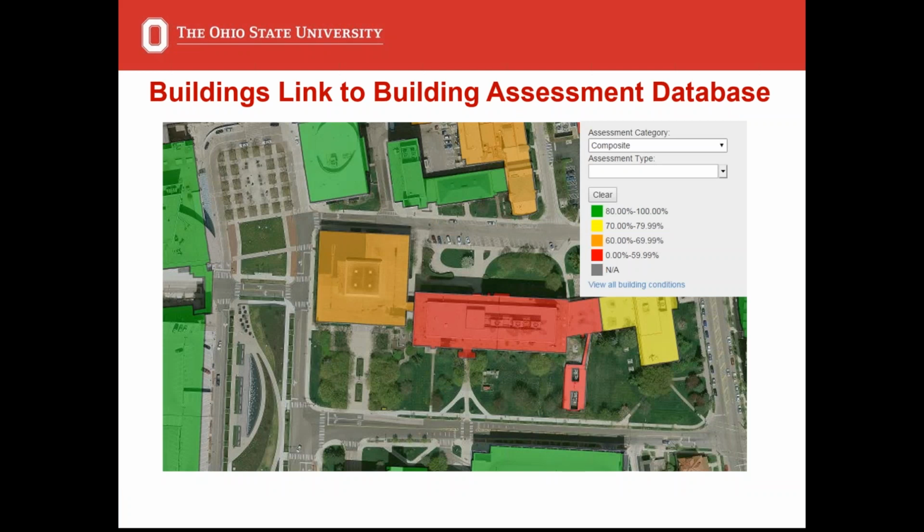And then again, on a building-wide basis, linking to that building assessment database. So you can check on it by composite or by HVAC or by MEP, life safety, and as you click, it'll change the color encoding across the building.